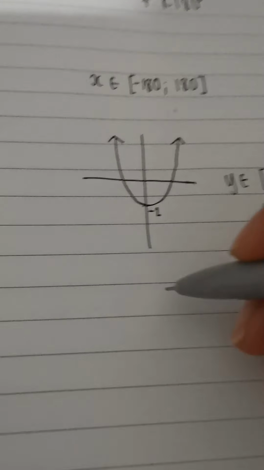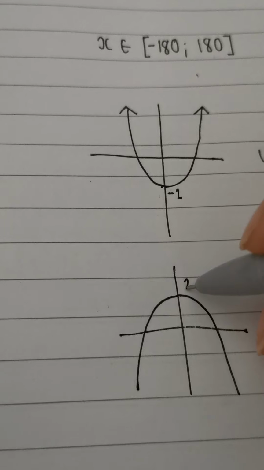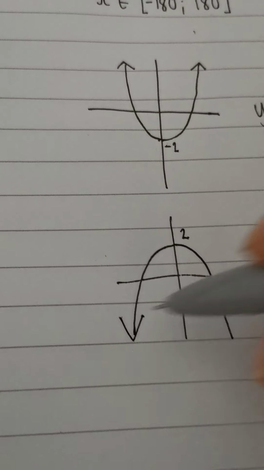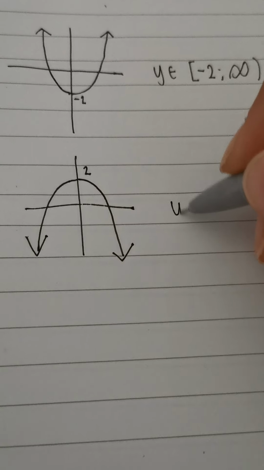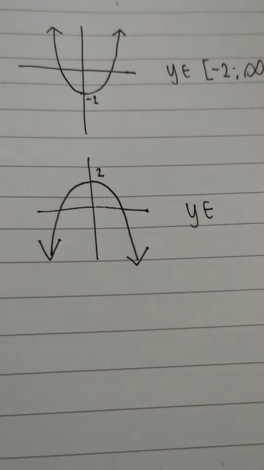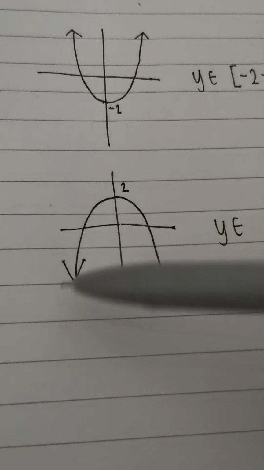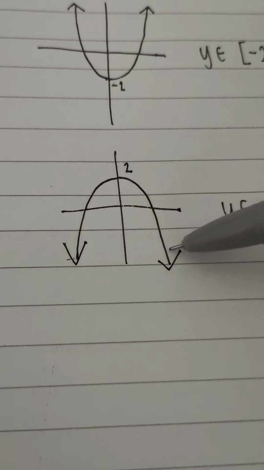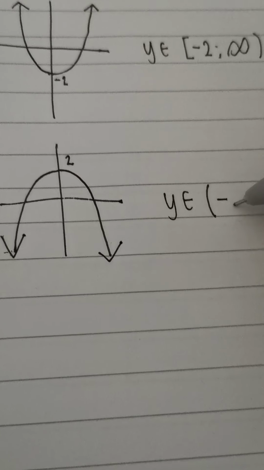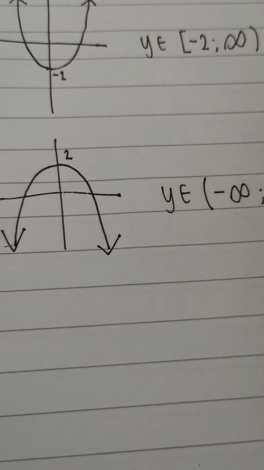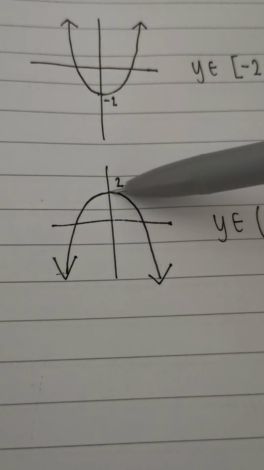That's for that one. If I had to draw a parabola that opens downward, let's say my value over here is 2, it's going all the way down. If I wanted to write the range of this, I would say y is an element of, and you always start with the smallest value. What's the smallest value this can be? This graph is continuing forever in this direction. So the smallest value it can be is -infinity. All the way up until, what's the biggest value that it can be? The biggest value that it can be is 2.